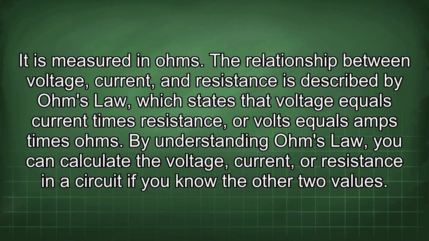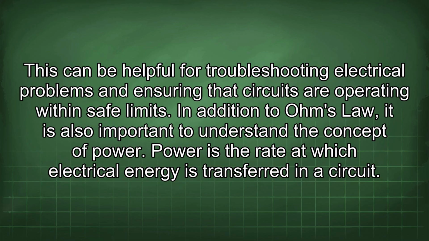The relationship between voltage, current, and resistance is described by Ohm's law, which states that voltage equals current times resistance, or volts equals amps times ohms. By understanding Ohm's law, you can calculate the voltage, current, or resistance in a circuit if you know the other two values. This can be helpful for troubleshooting electrical problems and ensuring that circuits are operating within safe limits.